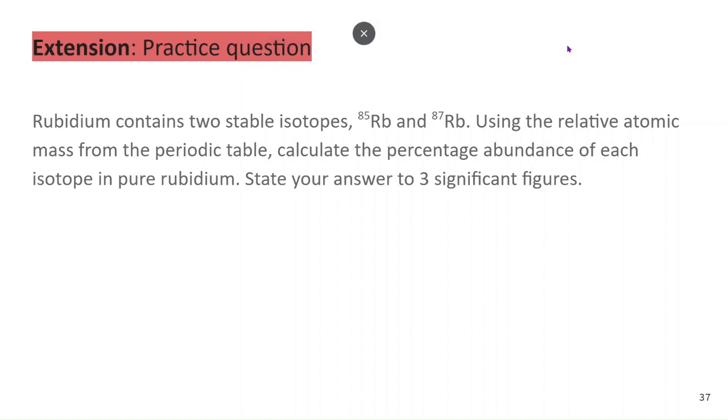Okay, so here's one last question for you. Rubidium contains two stable isotopes, rubidium-85 and rubidium-87. Using the relative atomic mass from the periodic table, so you have to look that up in your book, calculate the percentage abundance of each isotope in pure rubidium. State your answer to three significant figures.